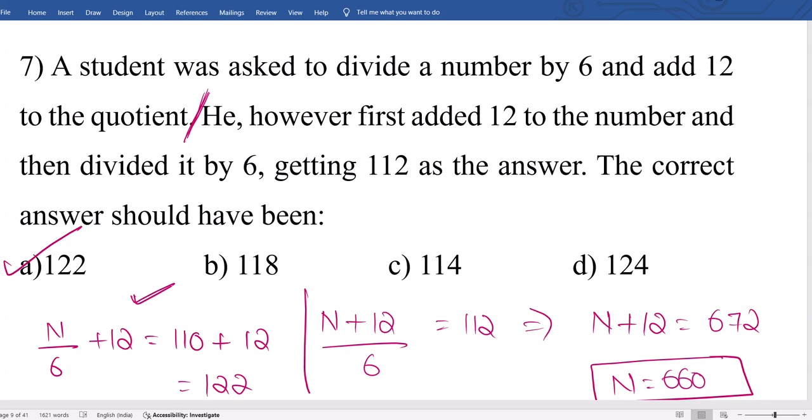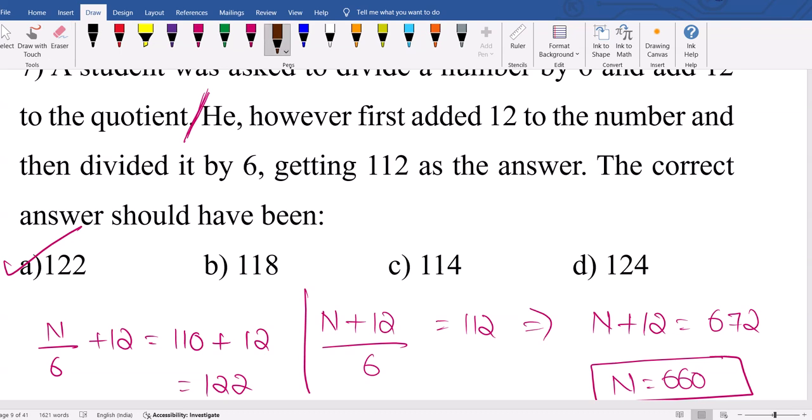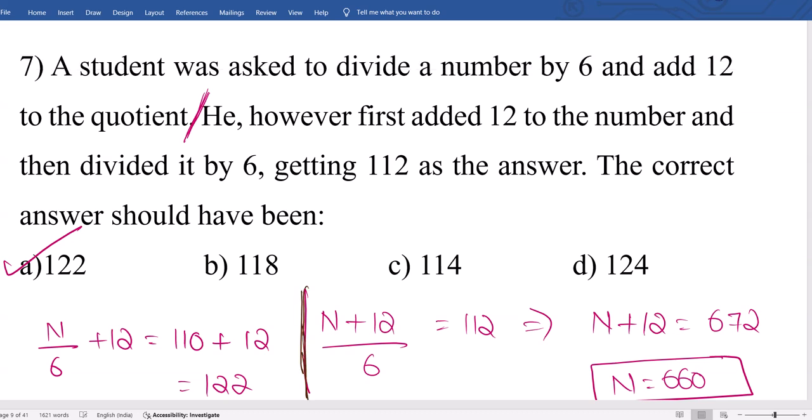In the question, you have to first divide that number by 6, then add 12. But he made a mistake: first added 12, then divided by 6. That's why we got 112. But the correct answer is 122. If you make a mistake, your answers will be wrong. That's what they want to update you on. First calculate the number. This is how we calculated that number. Then what is the correct answer? If they ask what is the number, it means 660, but you're asked about the correct answer.